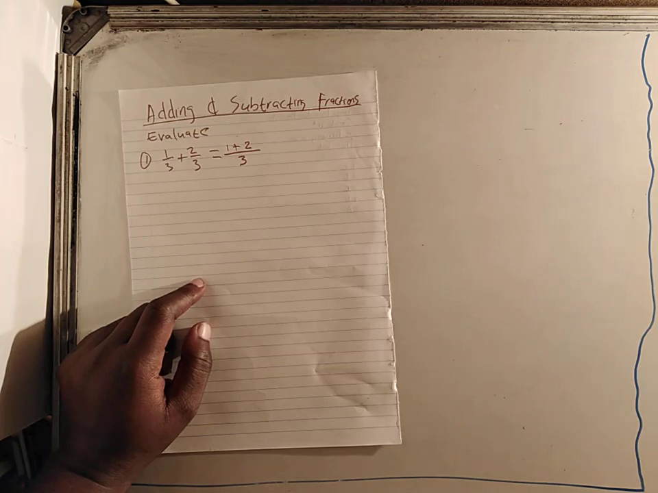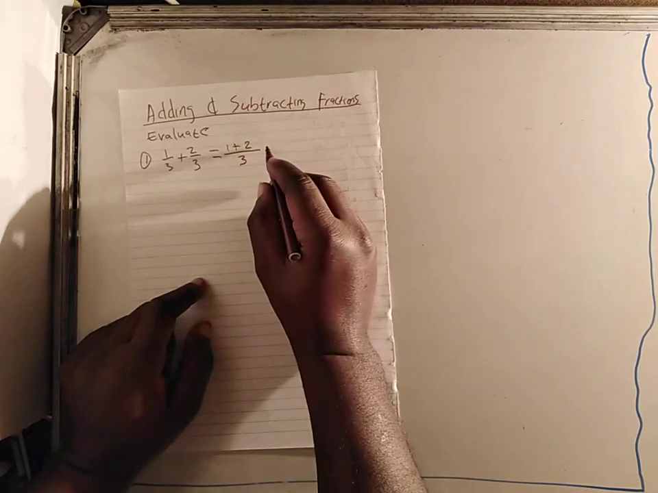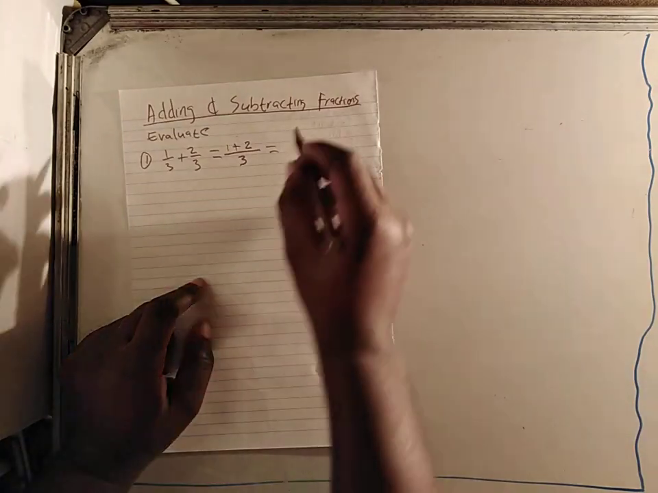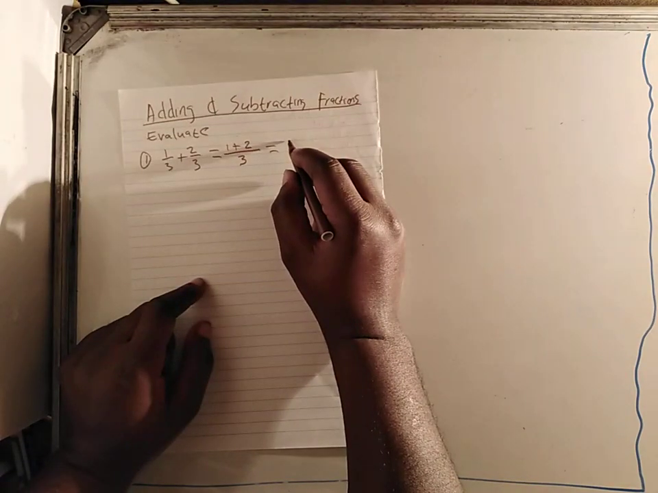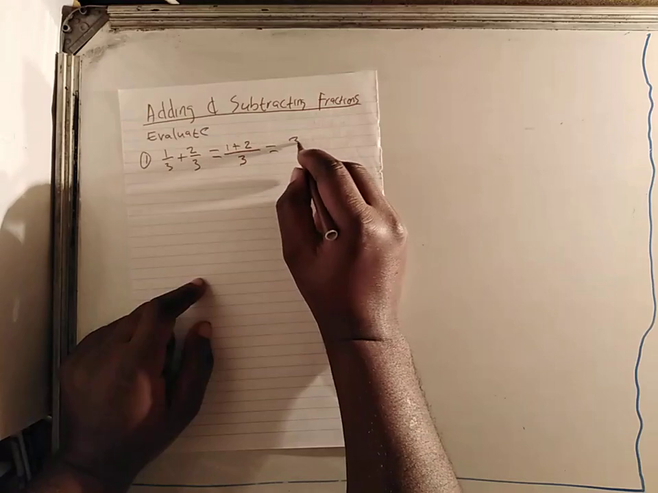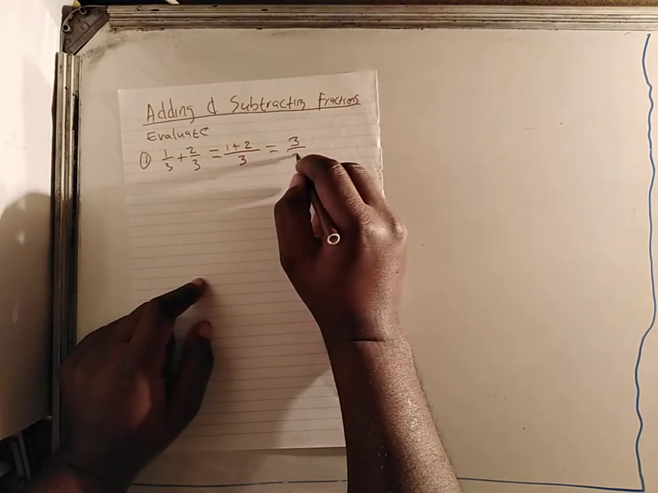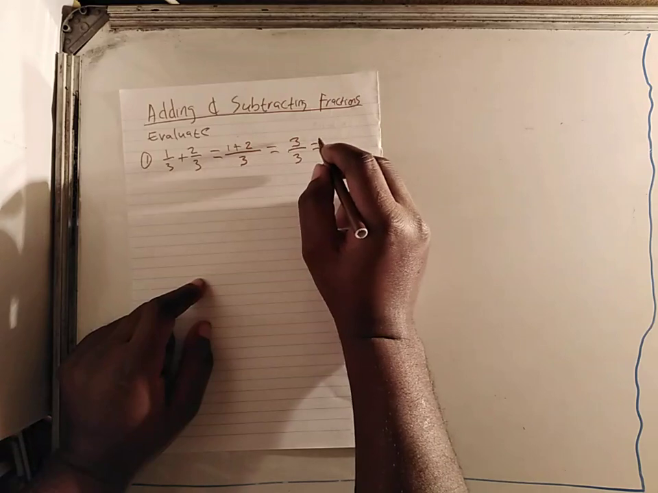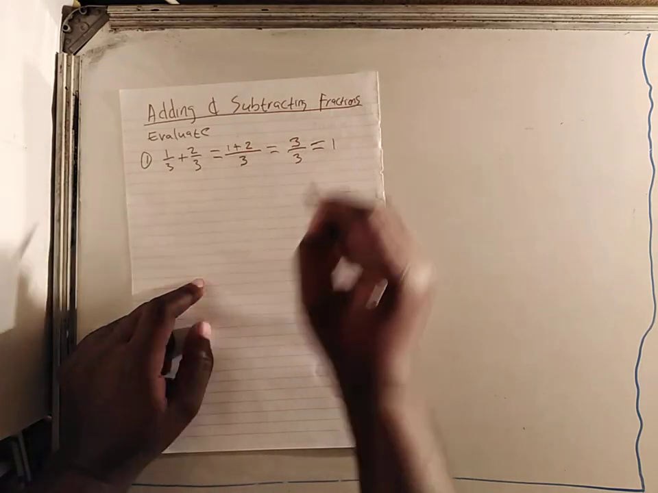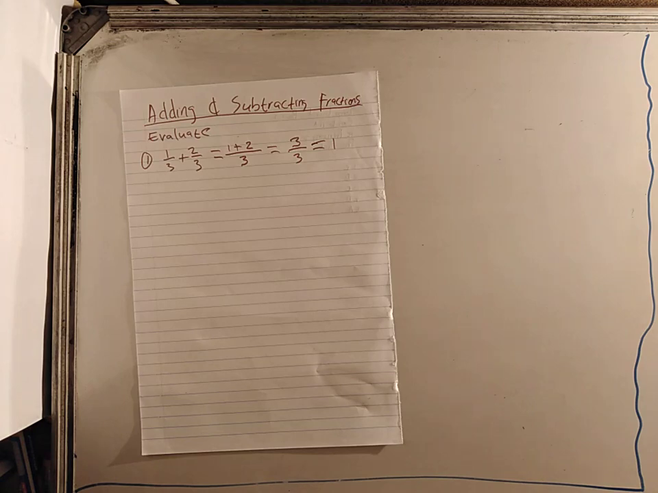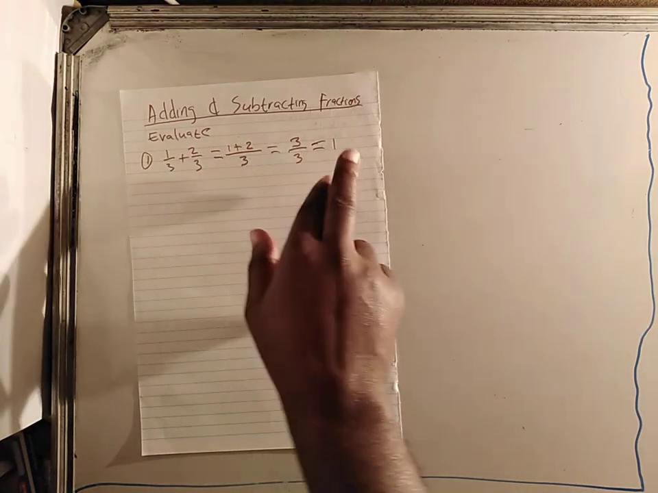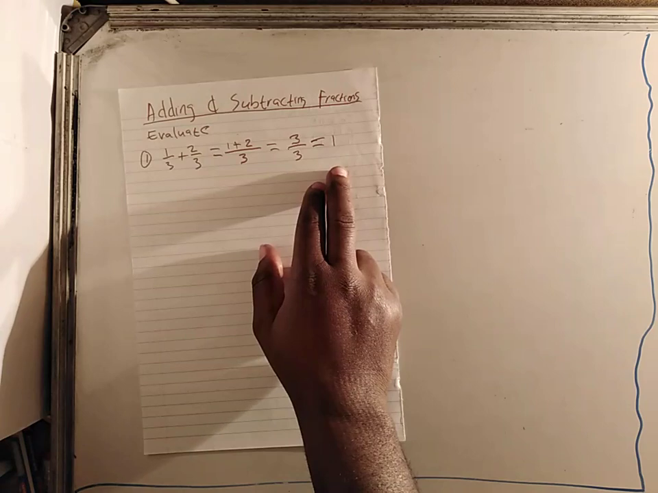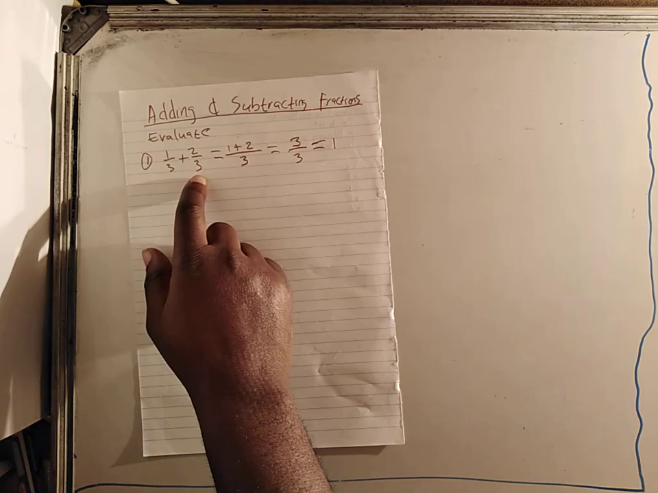And then we end up having what? 1 plus 2 is 3. And then you bring this 3 as it is. And then what is 3 over 3? What is 3 divided by 3? 3 divided by 3 is 1. So our answer is 1. Right. Now, you can go ahead to your calculator just to check if we did not make any mistake. You can put this exactly as it is. You will come out with this kind of thing. All right. So the denominators are the same here.